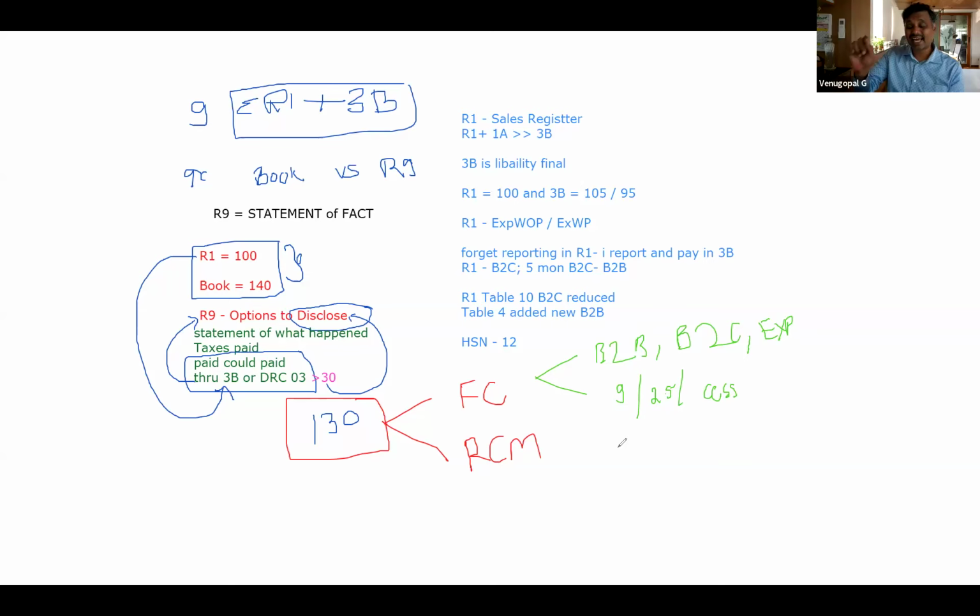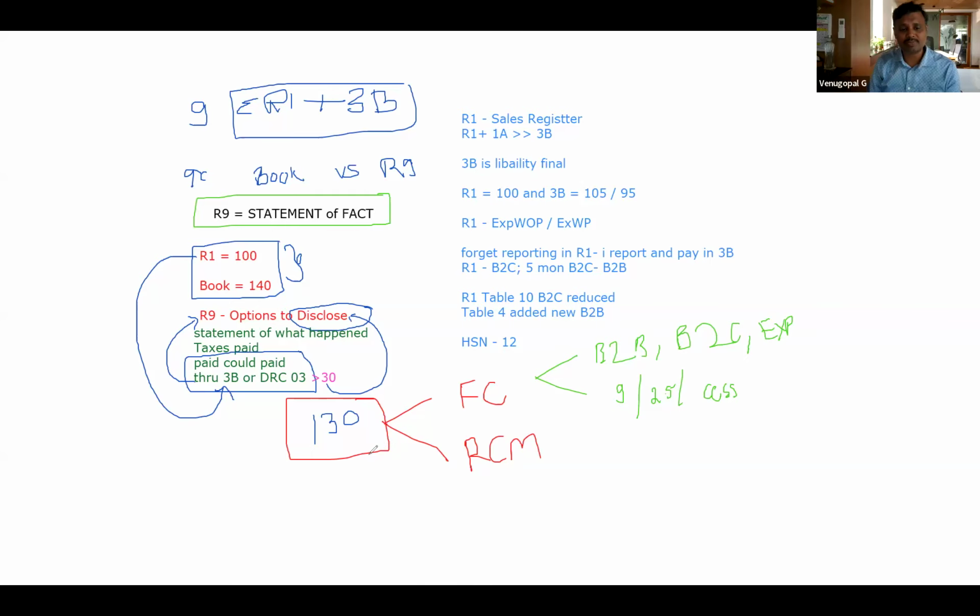So what has happened is what you are now newly explaining. GSTR 9 has to be called a statement of fact. Now there is another dimension to this statement of fact.